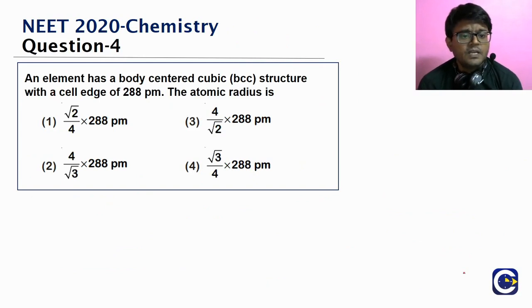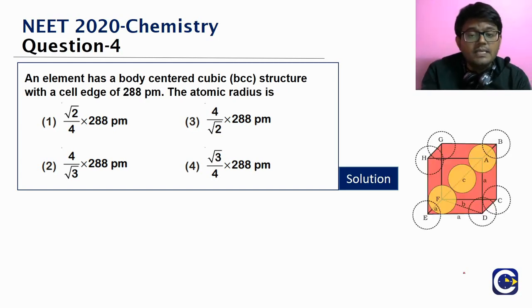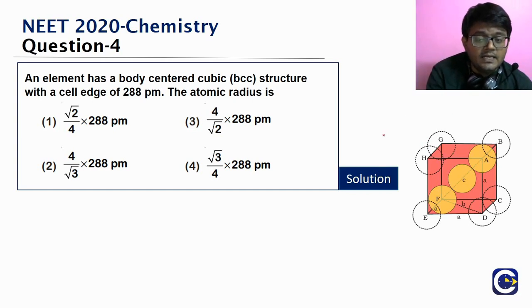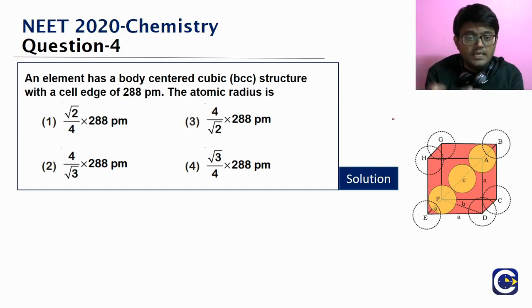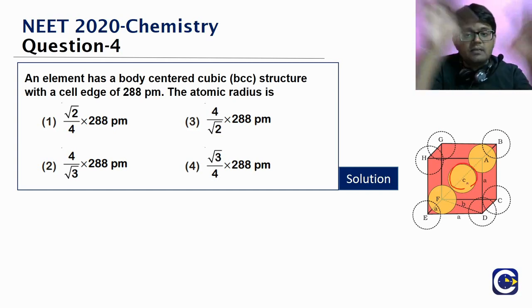Solid state. An element has a body centered cubic structure, BCC. So we are looking at the metallic lattice with a cell edge of 288 picometer. What is the edge length? It is given as 288 picometer. We have to find the atomic radius of the element. For this, what we need to look at is the BCC arrangement. If a metallic substance is arranged in BCC, we'll have an atom at the body center and there will be atoms at the corners.